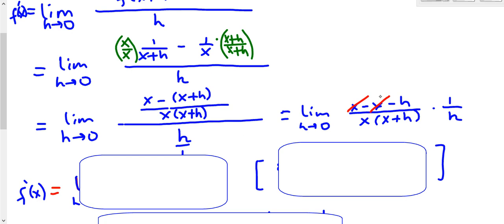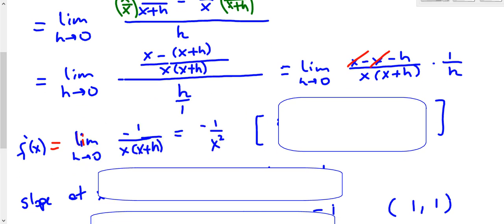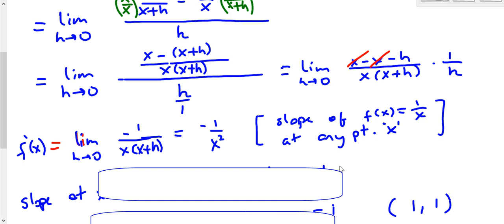So the answer will be negative 1 over, and don't forget the limit part in front still. So you have the h's are gone. You have negative 1 over x times x plus h. And now take a limit. This is the point where the limit notation will disappear. Take a limit as h goes to 0. So now you get negative 1 over x squared. And what was the meaning of this? Slope of the function 1 over x at any point x.